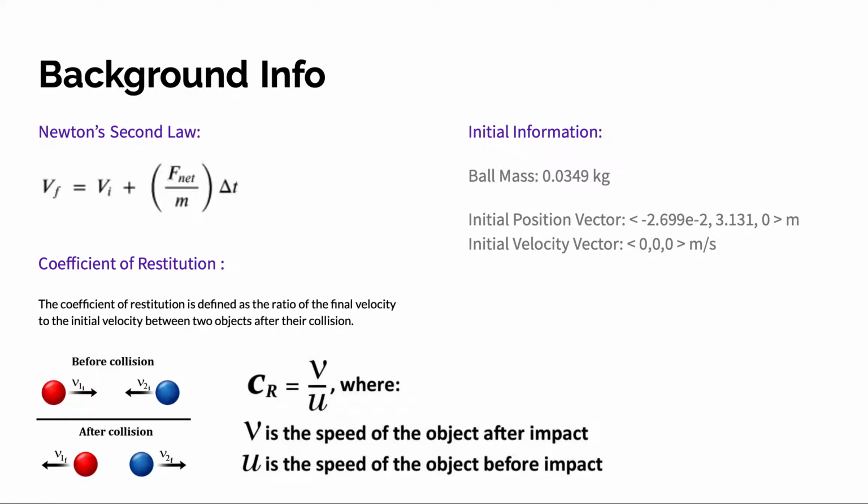You can also find this by taking the square root of the ratio of the height of the ball at each time it's dropped. Some initial information is the ball's mass was 0.349 kilograms, and the initial position vector is given in meters, and the initial velocity vector was 0 meters per second.